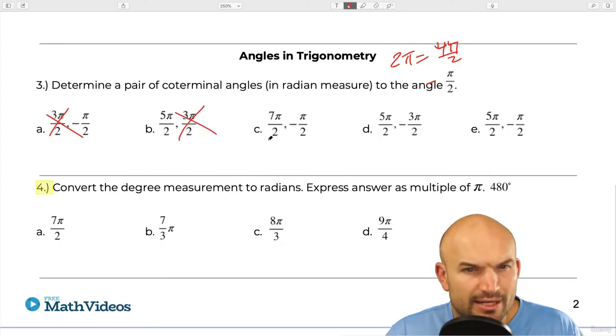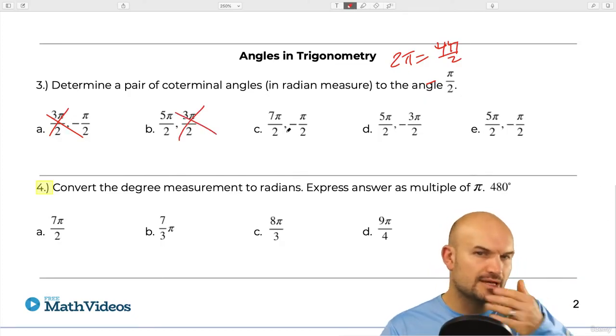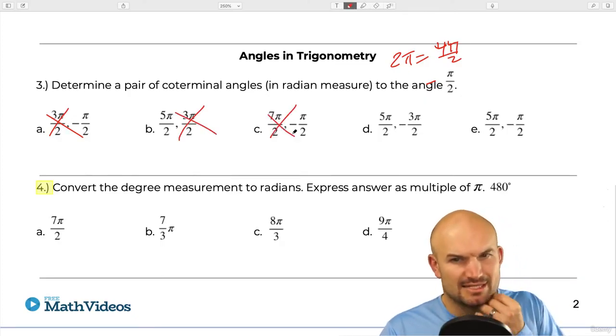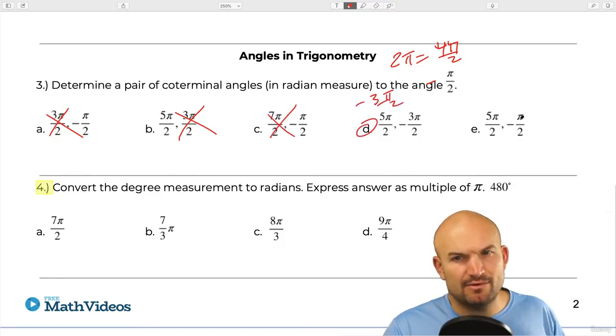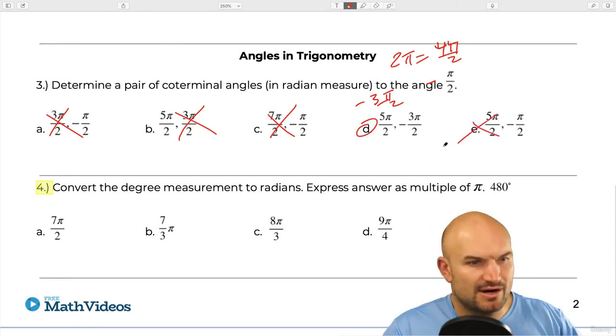If we added 4 pi here, that would give us 5 pi. We're not going to get that. We will get a negative 3 pi over 2, though. Okay, so that one looks good. And that one would not work. So D is our answer.